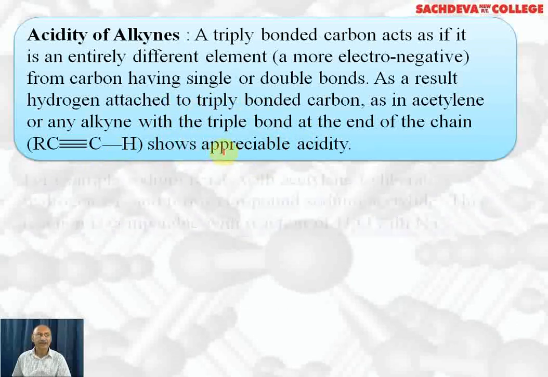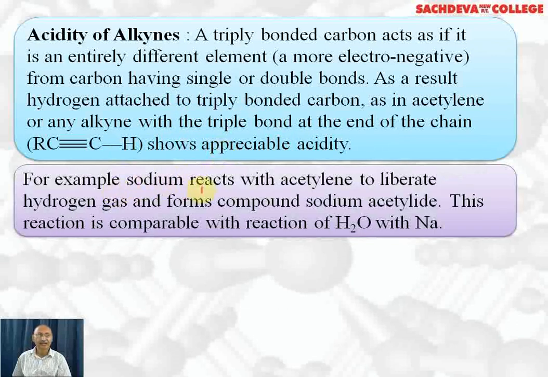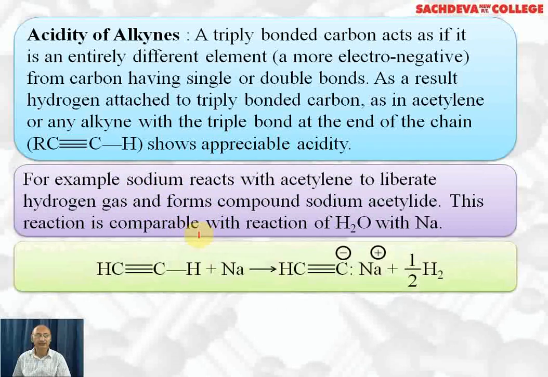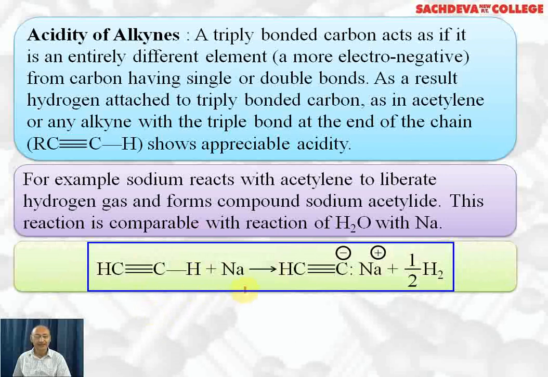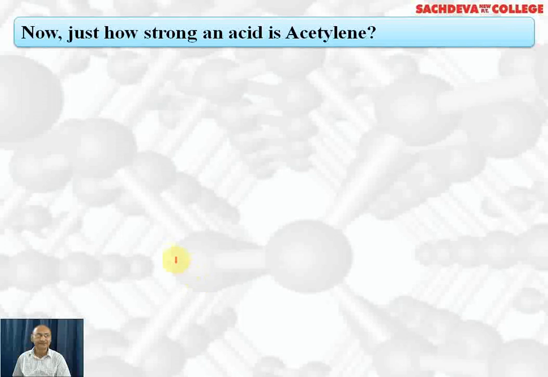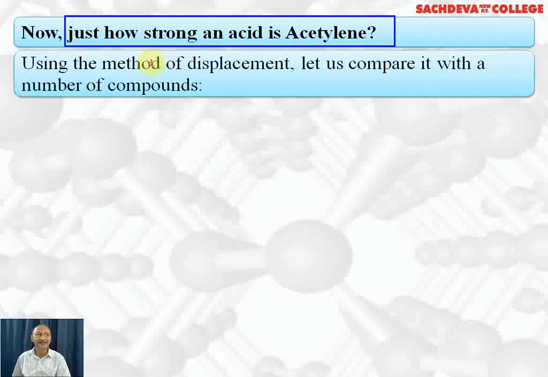It shows appreciable acidity. For example, sodium reacts with acetylene to liberate hydrogen gas and form sodium acetylide. This reaction is comparable with the reaction of sodium with water. This is acetylene, we are reacting with sodium metal, sodium acetylide is formed and half mole of hydrogen is formed. This reaction shows the acidic nature of acetylene. Let us discuss how strongly acidic acetylene is.